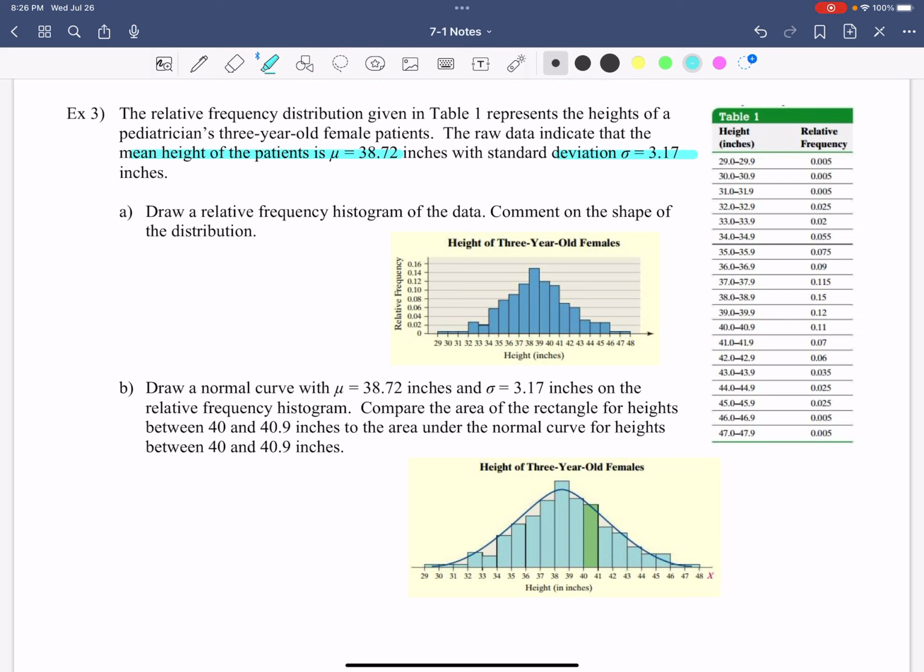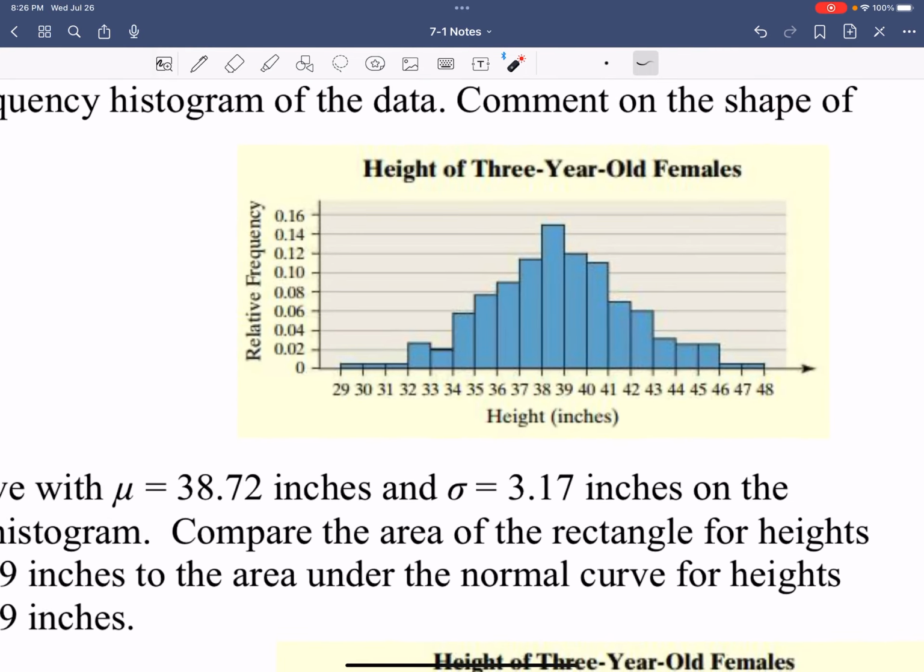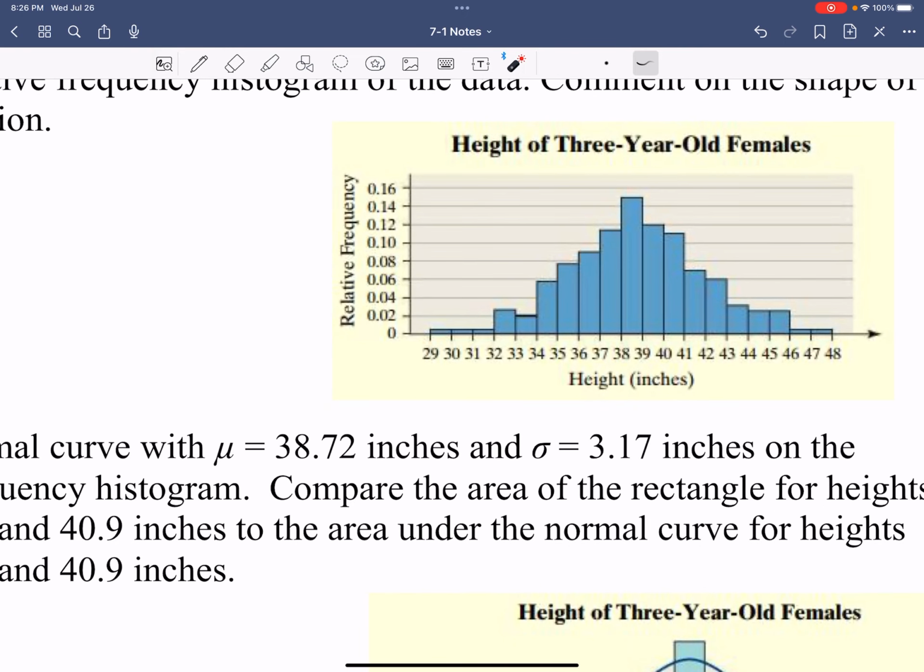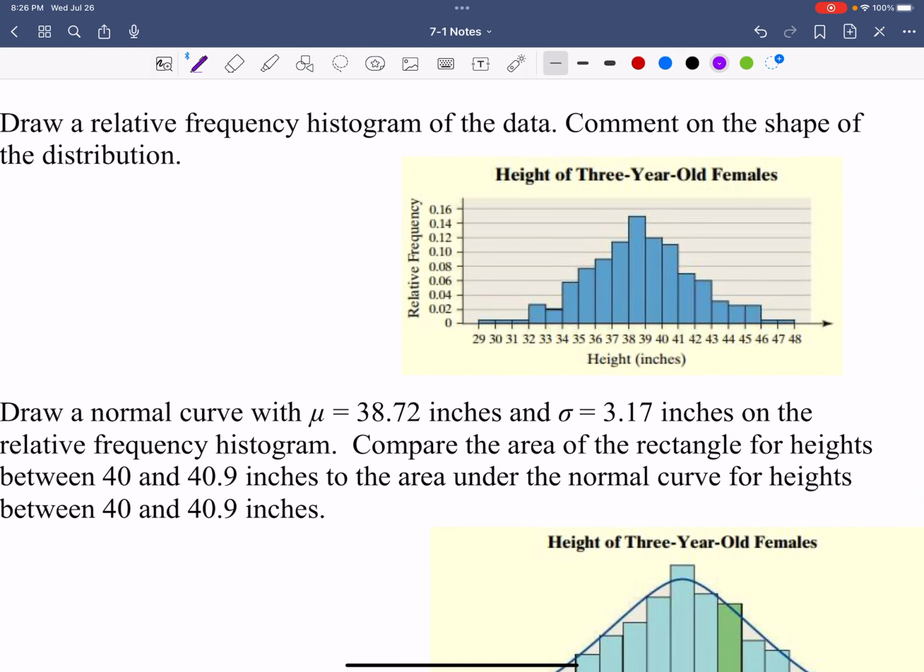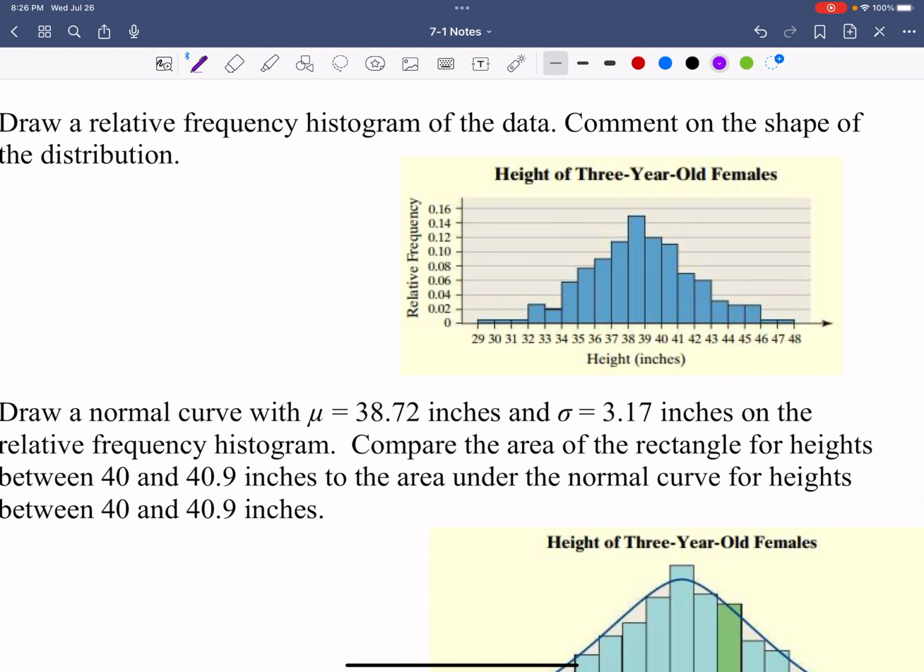So we're going to draw a relative frequency histogram. I have that for you already right here. And comment on the shape. This data is what's used to make that histogram. I'm going to make this bigger so we can talk about it. Look at that histogram. What do you notice about it? What do you think about the shape?